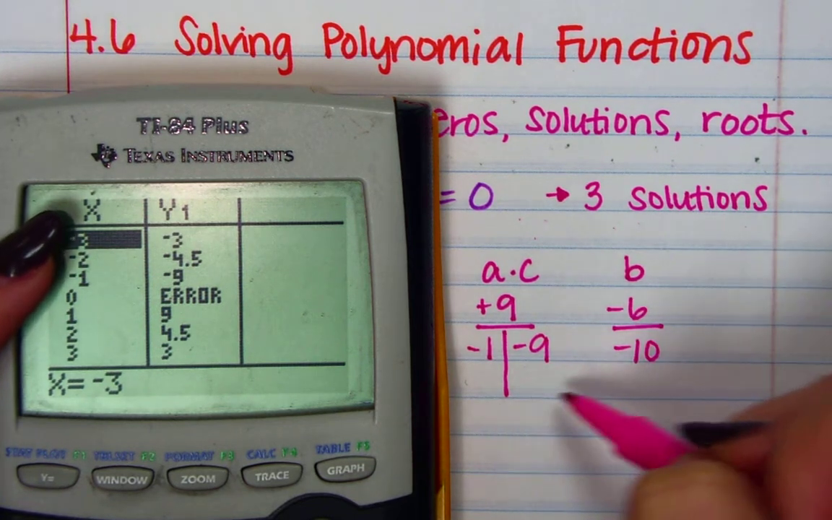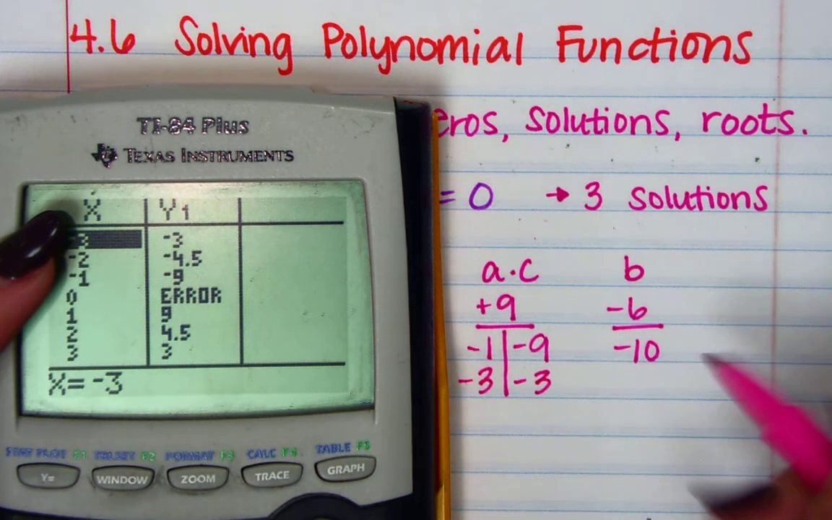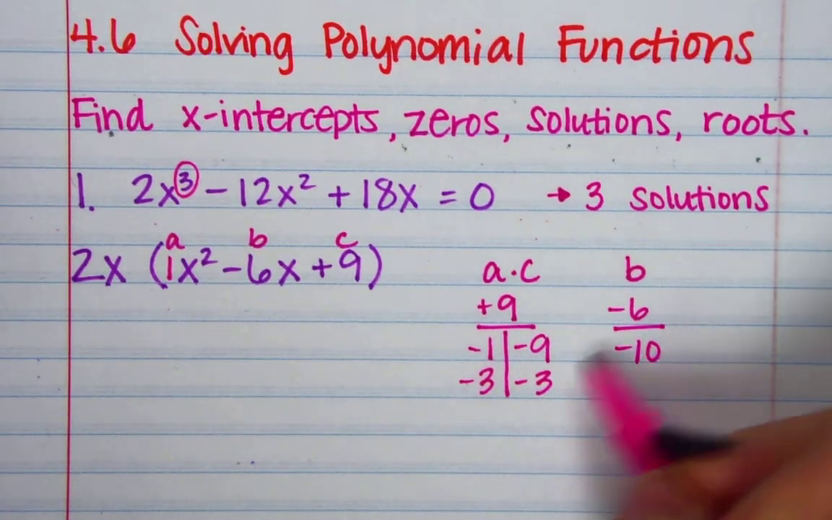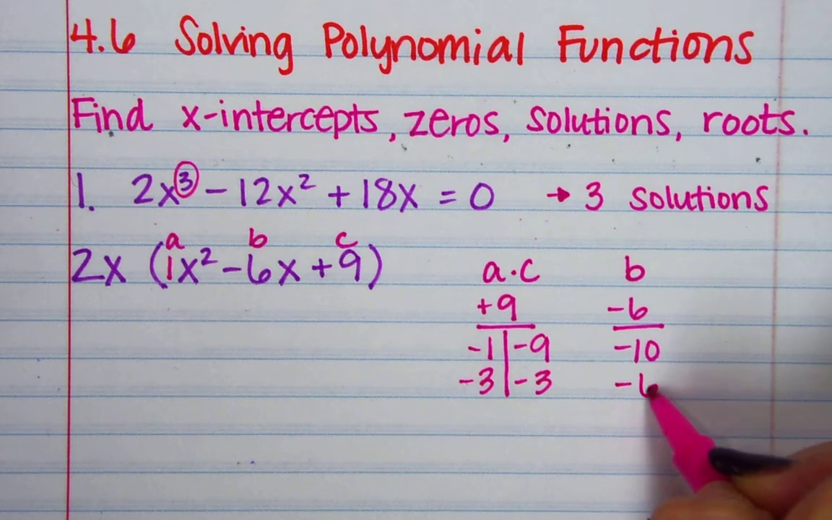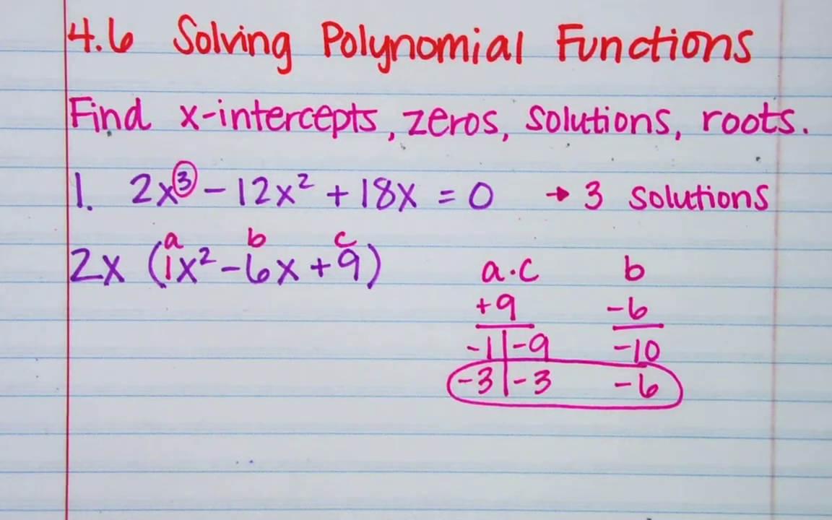What is the answer going to be then? Negative 3 and negative 3. Good. Negative 3 times negative 3 gives me positive 9. Negative 3 plus negative 3 gives me negative 6. That's what we needed, was the 2 negative 3s.